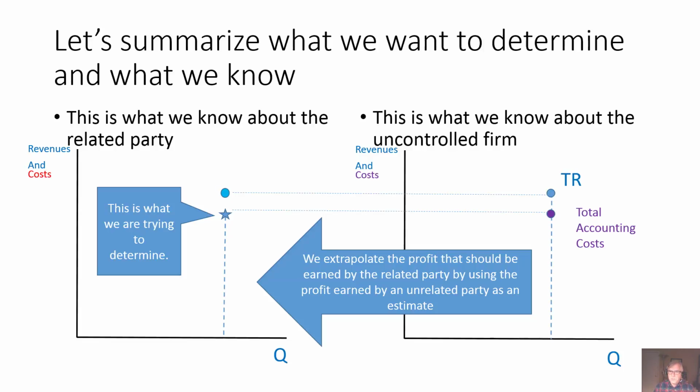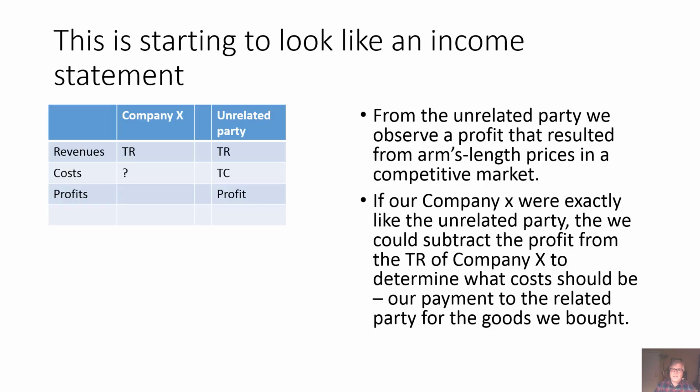Now again, this simple view is that they're identical in all ways, and we know that that doesn't really happen all that often. But if we were identical, we'd be able to just say, well, if our revenues are known and our profit could be estimated from this other company, then the difference here needs to be that cost. And that would become the number that we would be able to fill in to say, here's how we solve the transfer pricing problem.